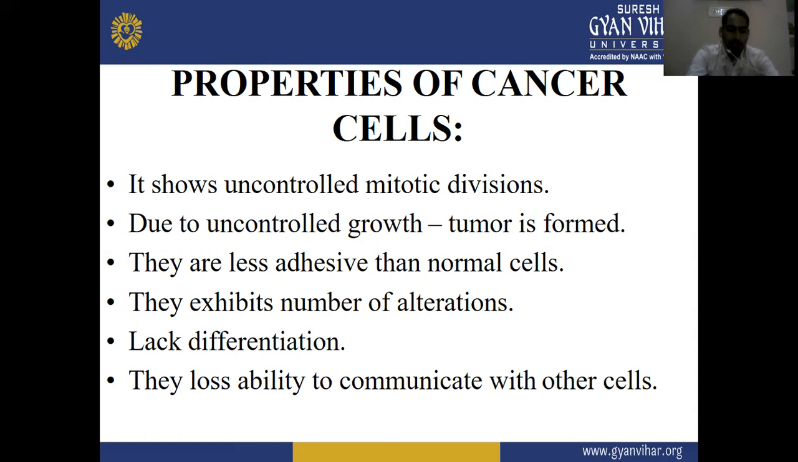Mitotic division is a process of nuclear division in eukaryotic cells that occurs when a parent cell divides to produce two identical daughter cells. And adhesive means a substance used for sticking objects or materials together, like glue.